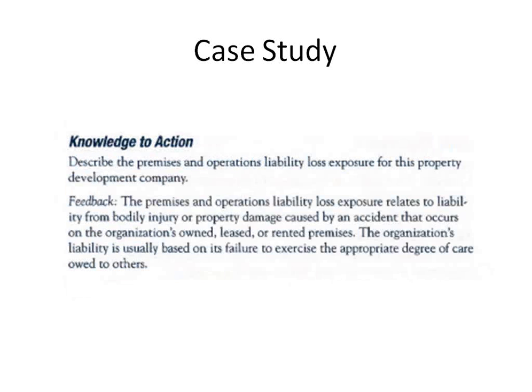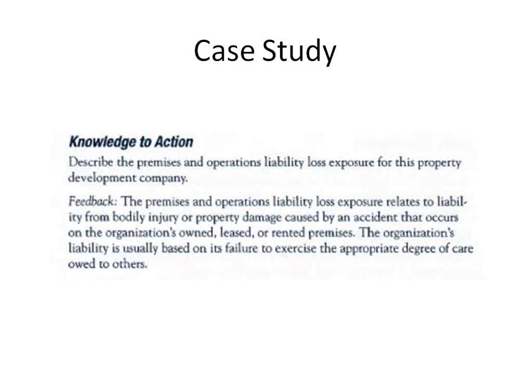Describe the premises and operations liability loss exposure for this property development company. What they include here is that the premises and operations liability loss exposure relates to liability from bodily injury or property damage caused by an accident that occurs on the organization's own leased or rented premises. They just regurgitate. But if you think about the concepts here, premises and operations.